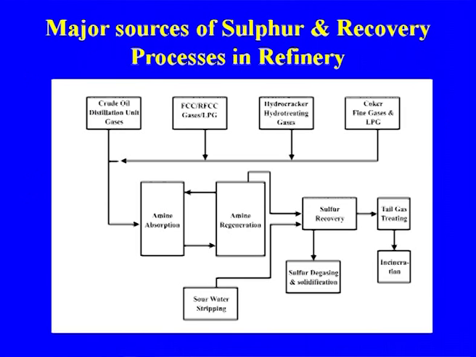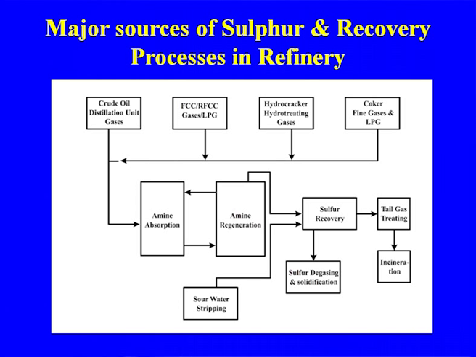If you see what are the major sources of sulfur and the recovery process in the refinery: the crude oil distillation unit, FCC or residue fluid catalytic cracking gases, LPG, hydrocracker, hydro treating gases, coker, fuel gases, and the LPG. From these sources, the gases go through amine absorption and then amine regeneration. The gases after the final removal go to the sulfur recovery, where we are getting the sulfur. The tail gases go for further removal, and finally to incineration.